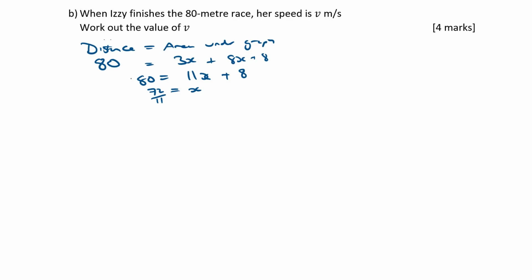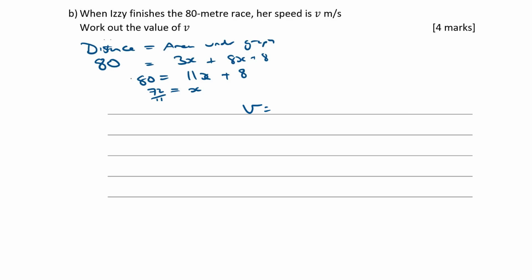Remember I wanted to find v though, which is x plus 2, so I need to add 2 to that. So v is equal to my x plus 2. So I said it was 72 over 11 plus 2 then. So what is 72 over 11 plus 2? 72 over 11 plus 2, that's 94 over 11.